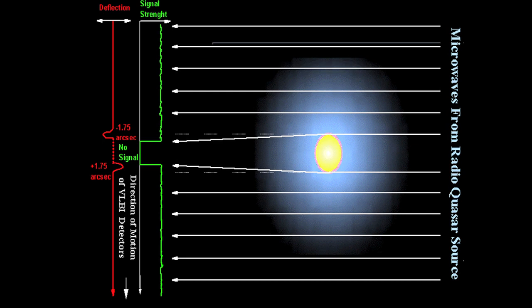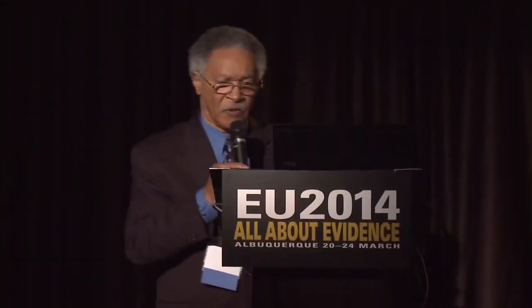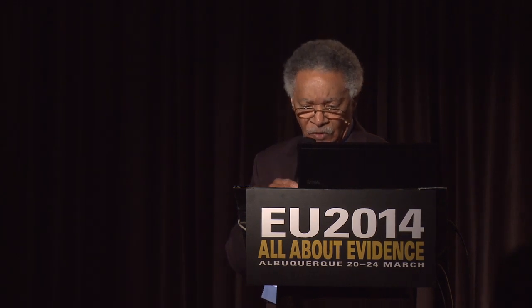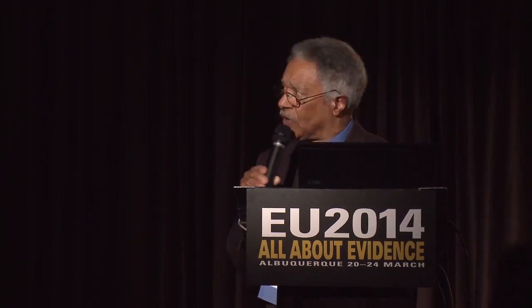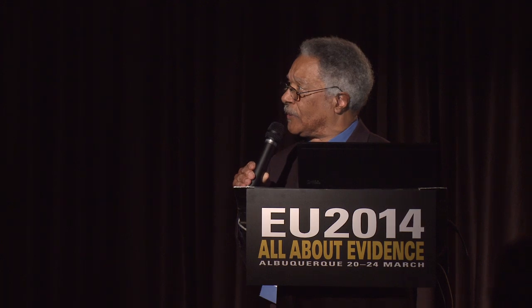That means the bending always takes place at the plasma membrane of the sun. That is in itself a direct violation of general relativity. There's enormous evidence for that, and I'll show you the evidence after this.